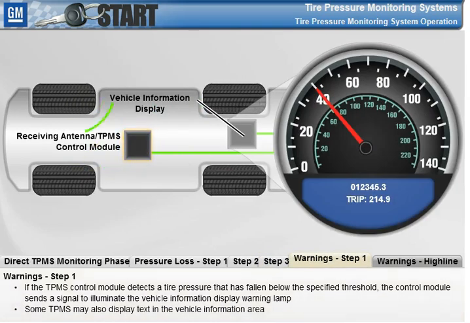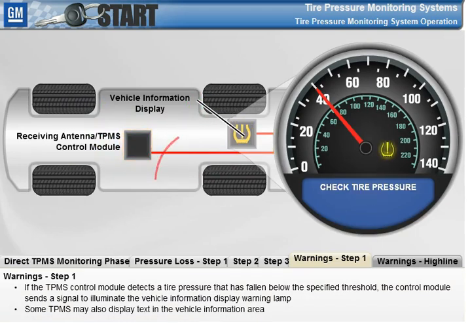If the TPMS control module detects a tire pressure that has fallen below the specified threshold, the control module sends a signal to illuminate the vehicle information display warning lamp. Some TPMS may also display text in the vehicle information area.